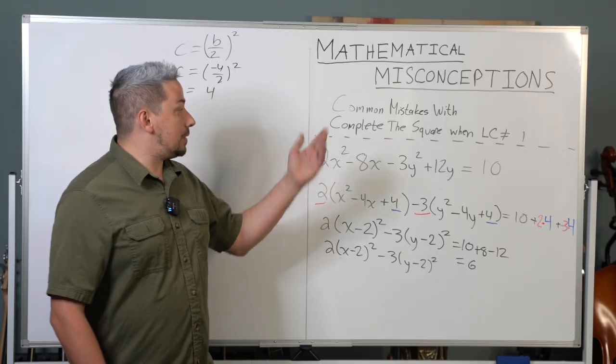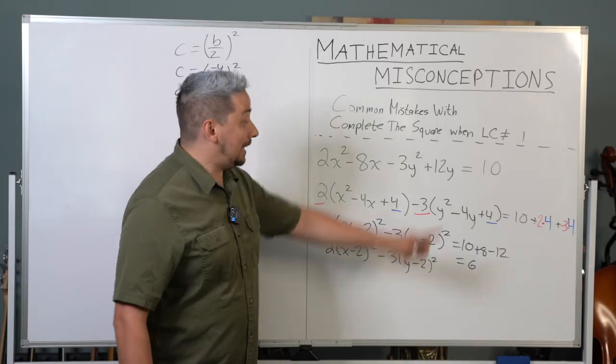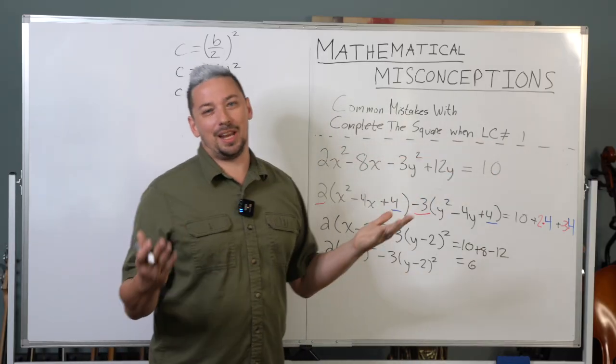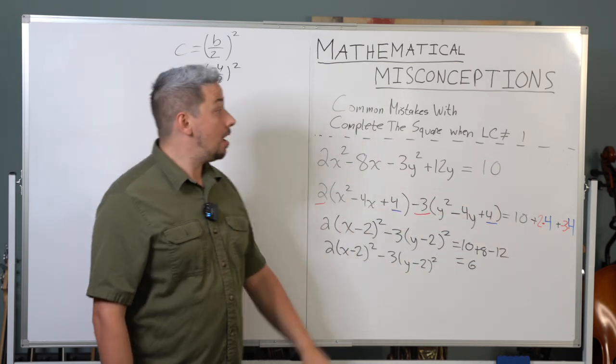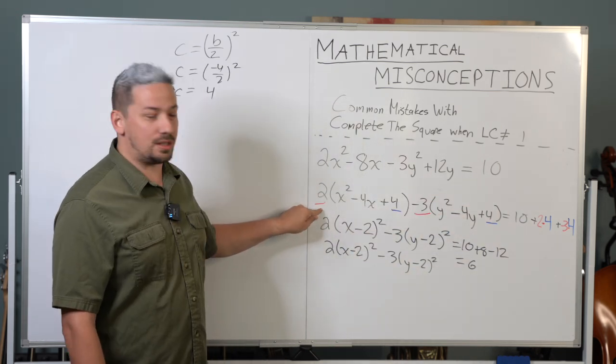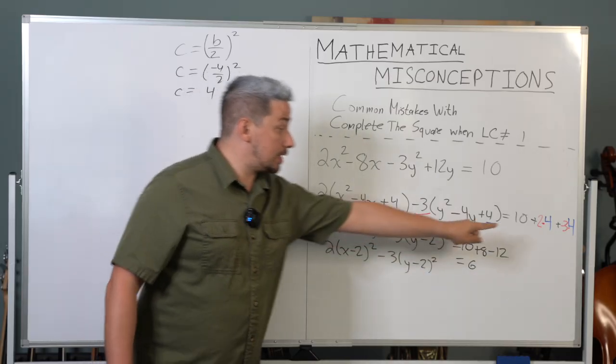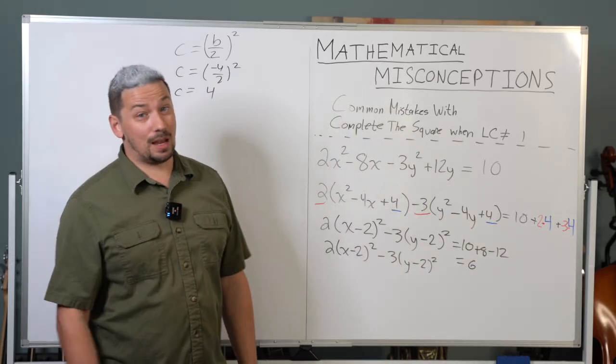Alrighty, so that is a common misconception that I see with completing the square when the lead coefficients are not 1. Again, when they are 1, it's very easy, it's very straightforward. Just add here, add there, add there. When you have these weights, such as the 2 and the negative 3, you must balance them differently. Make sure you do that for next time.